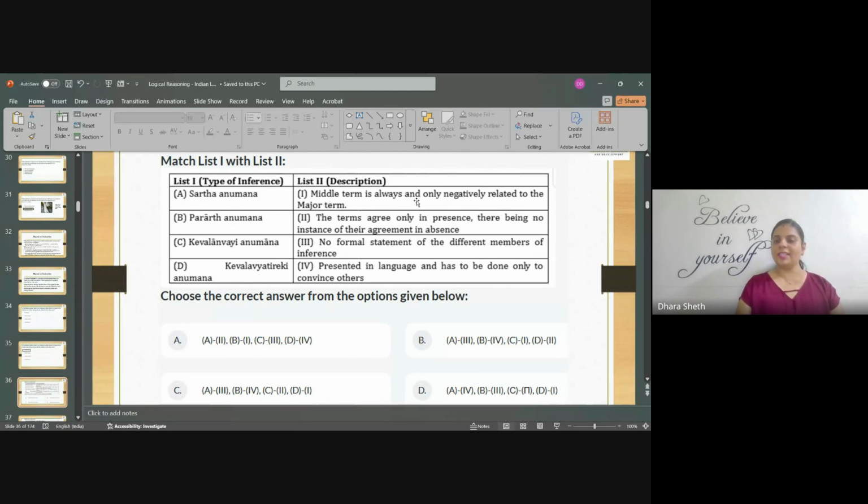Middle term is always and only negatively related to the major term. The terms agree only in absence, there being no instance of their agreement in presence. They could have said it is negatively related, but they said that they agree only in absence. No formal statement of the different members of inference. Presented in ordinary language and has to be done only to convince others. What's the answer?